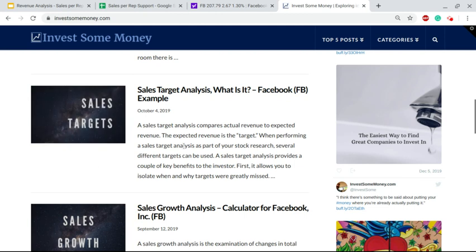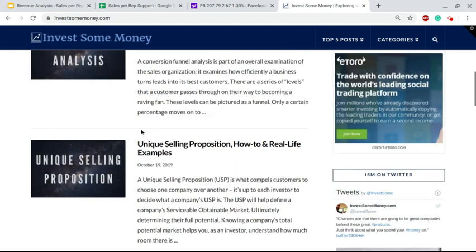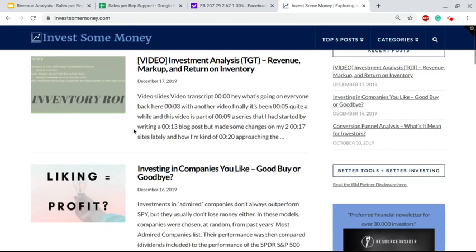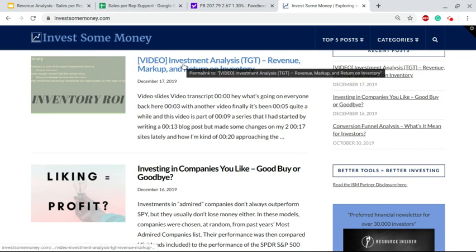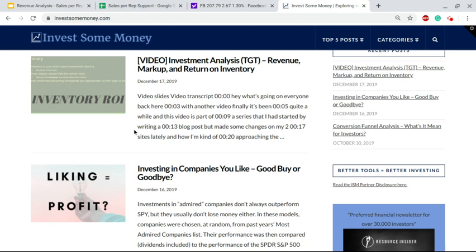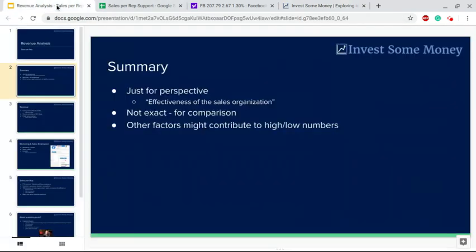They're different tabs on the same Google sheet, but sales target analysis is on there, and then my last video on sales versus inventory also has a downloadable component. So it kind of brings you up to speed on what the topic is here. Just for summary, for perspective, like I said, this all falls under the banner of one of Philip Fisher's 15 points, analyzing the effectiveness of the sales organization.